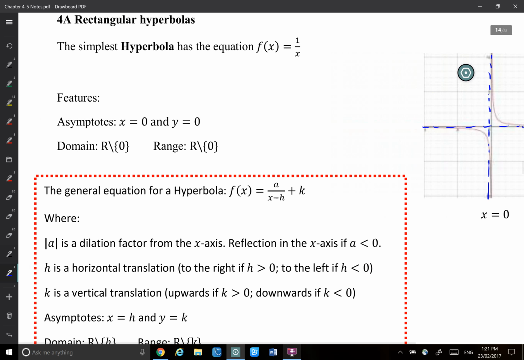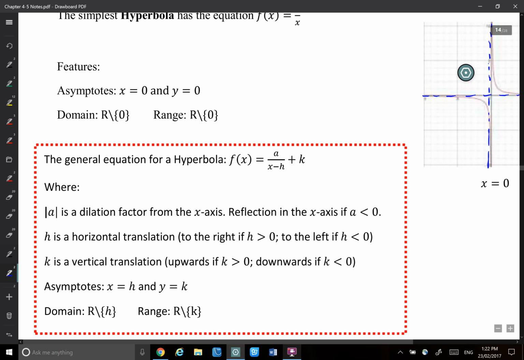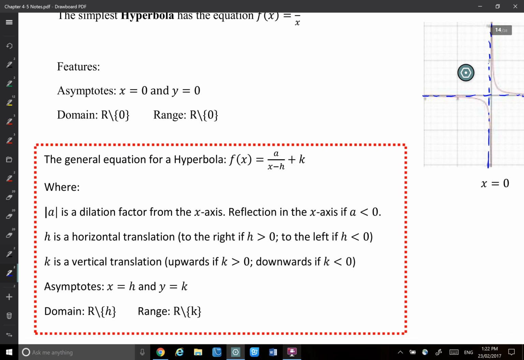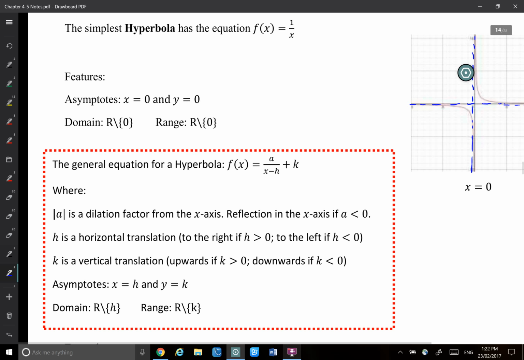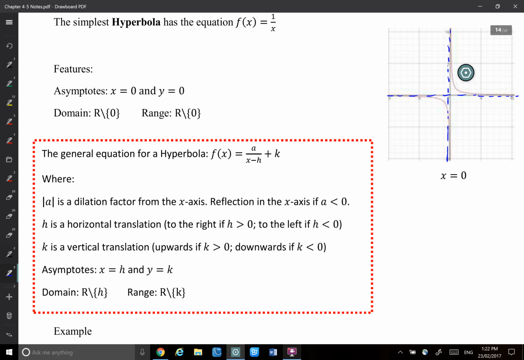Okay, so last year you have learned that. So what are the features of this graph? You have asymptotes, x equals 0 and y equals 0. What is the domain? The domain will be R except 0, and the range is R except 0 as well. So what is the general equation for a hyperbola? The general equation will be a over x minus h, plus k.